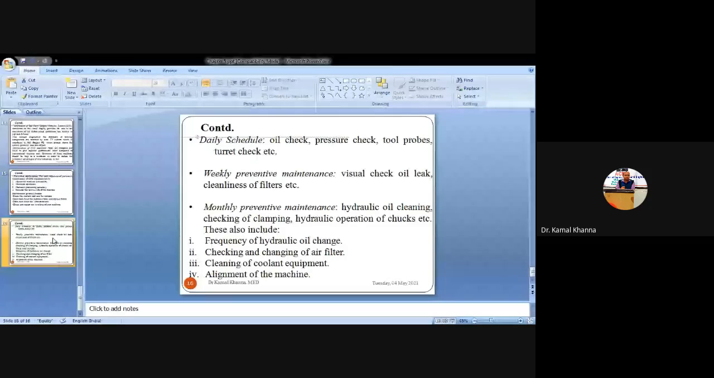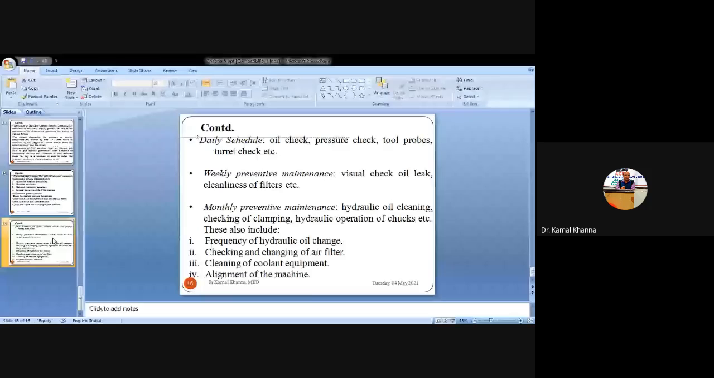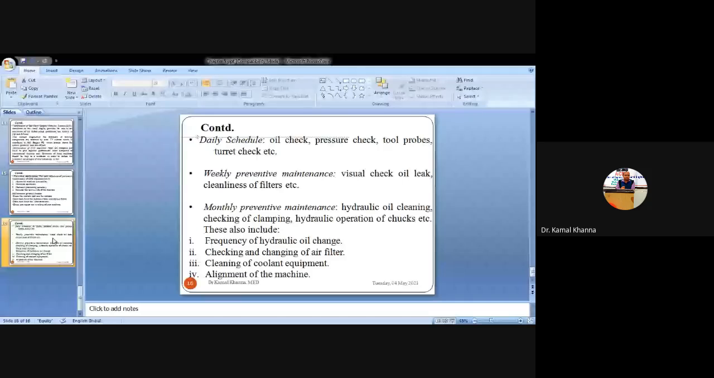In the daily schedules, every worker has to check the oil, the pressure gauge, the tool props, the turret, and the location of the spindles before starting the machines at the start of the shift. For example, if the industry is working in three shifts, A, B, and C, of 8 hours each daily, then at the start of every shift the worker has to check the oil, the pressure gauge, and the location of the chuck as well as the spindle of the tool. So these kinds of activities fall in the category of the daily schedules.